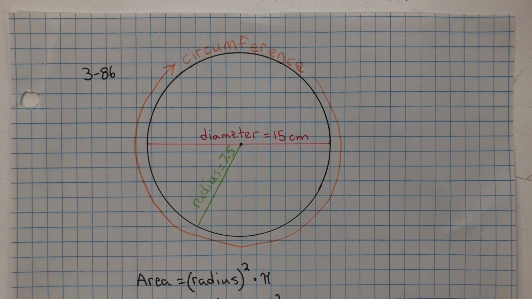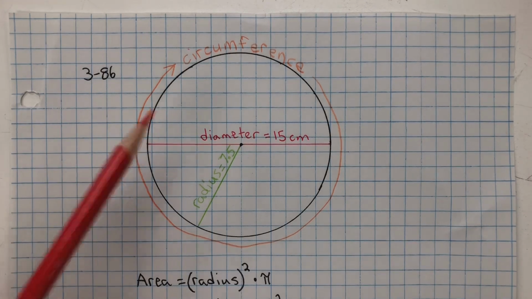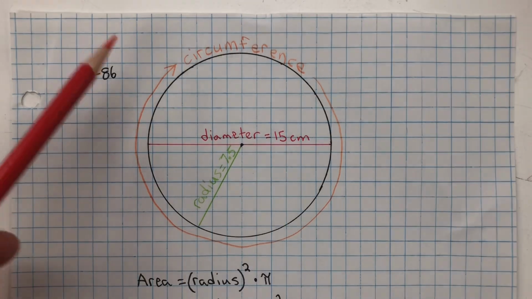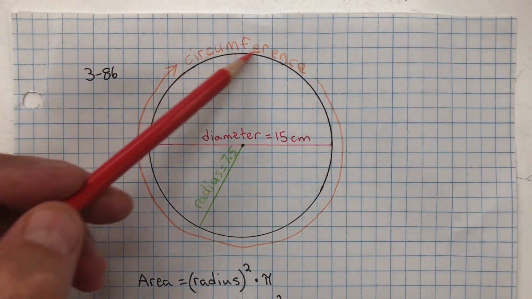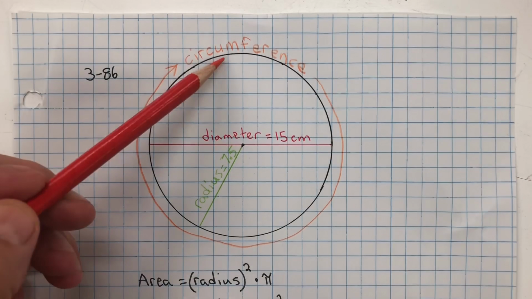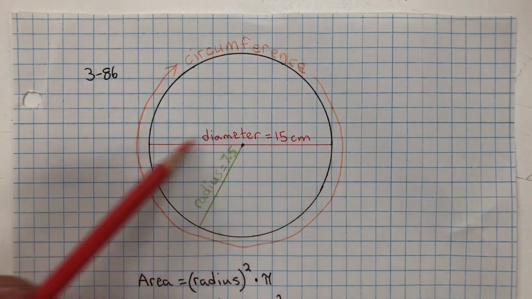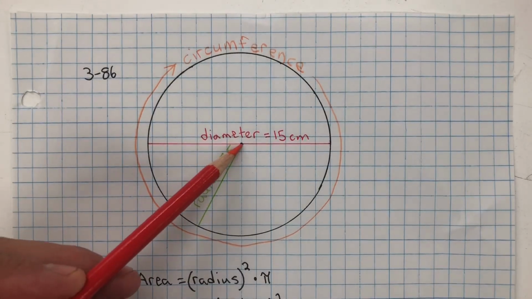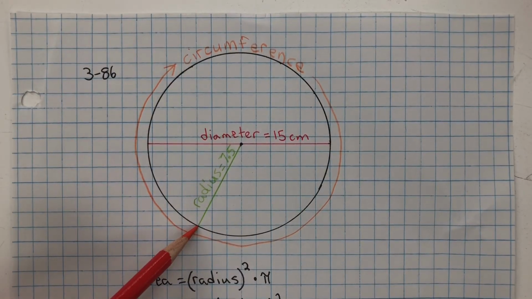In problem 386, we needed to find the area and circumference of a circle with a diameter of 15 centimeters. Well, you could have referred to the math notes in your book to refresh yourself on area and circumference of a circle. Circumference is the distance around the circle. Diameter, distance across, and radius is from the center point out to the edge of the circle.